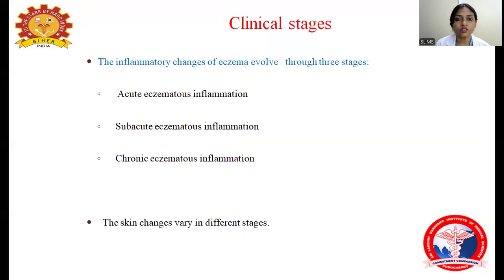Now let us see the clinical features of the various eczemas, which are common to both exogenous and endogenous eczemas. The inflammatory development of eczema involves three stages: acute eczematous inflammation, subacute eczema, and chronic eczema. The clinical features vary for these three types. There is also a fourth stage, which is post-inflammatory hyperpigmentation. Now let us see one by one the features seen in acute eczema, then in subacute and chronic eczema.